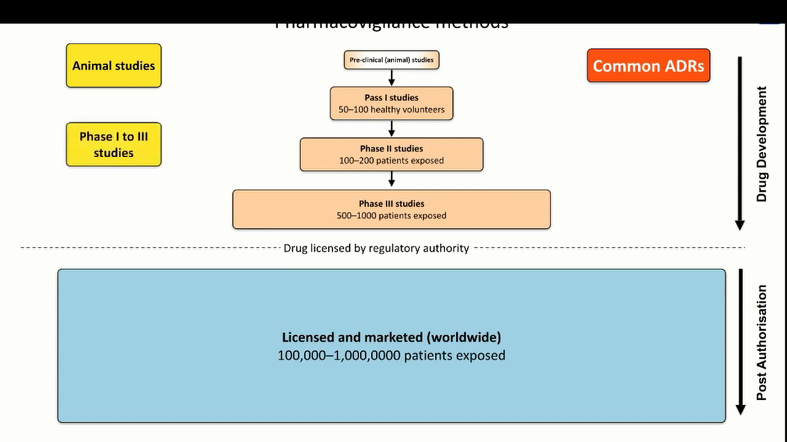Phase 1 to 3 clinical studies in healthy volunteers and patients will highlight common ADRs, but the small number and careful selection of participants means that rarer ADRs may not emerge until the drug is used more widely in the real world. Once a medicine is licensed and marketed, many of the common ADRs have been identified, and it starts to be used in the much less closely monitored and variable supervision of ordinary clinical practice.